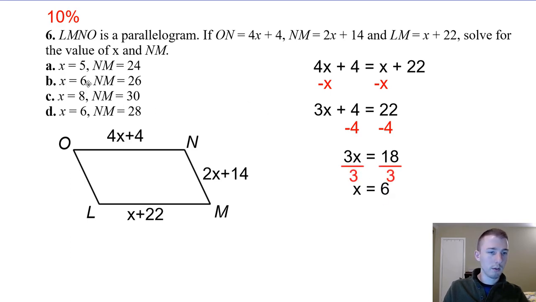Now that's only the first half. We still have to find out what NM is. Well, NM is this expression right here. So 2 times 6 is 12, plus 14 is going to leave us with 26. So our answer is B as in Bravo.